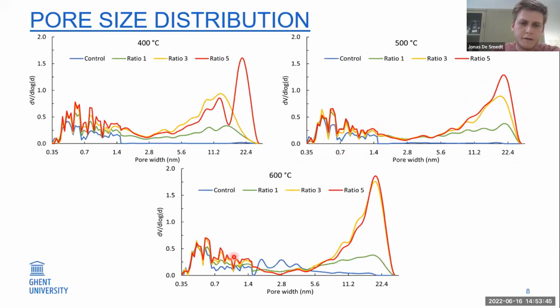And then again, at 600 degrees, you start to get a difference again. So when you increase the amount of salts, you again have increased porosity.